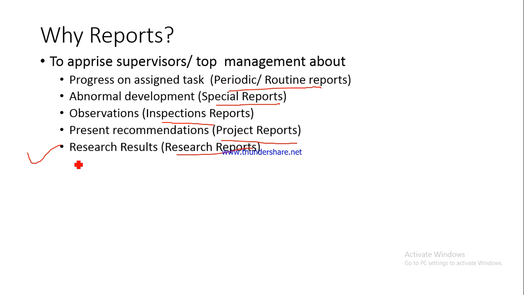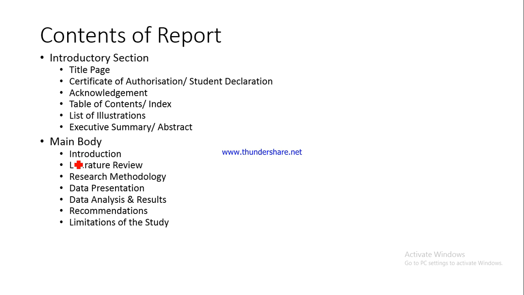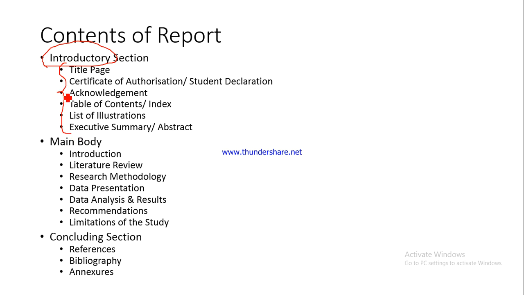So just to give you a brief of what are the different contents of a report, what all does the report constitute of? So a report is constituted of 3 different sections. The first one is known as the introductory section, wherein we have these kind of things. Regular title pages we have, certificate of authorization, acknowledgement, table of contents, which is also known as index, and then we have got list of illustrations, executive summary or abstract. We'll be talking about these different subsections in detail in the coming sessions.